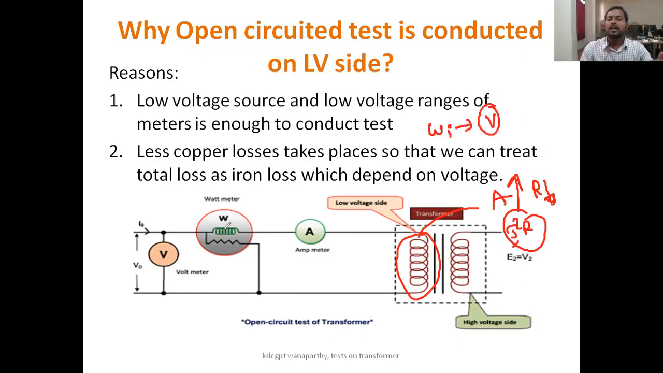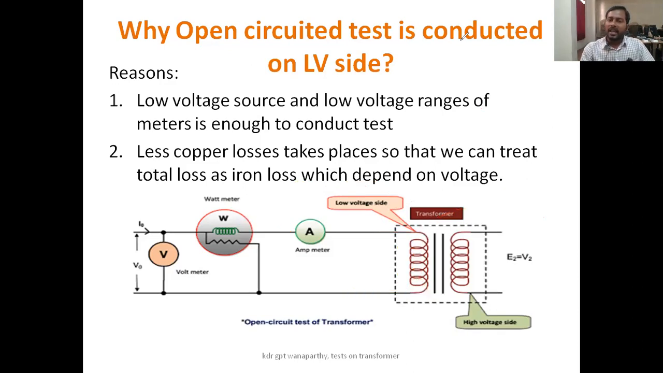But while performing the OC test, some current flows through the primary winding. As the resistance of the primary winding of the transformer is low, it produces less copper losses. So in the total wattmeter reading, the copper losses are very small because the winding resistance of the LV is very low. The total wattmeter reading is approximately equal to the iron losses, which depend only on voltage. That's why we conduct this test on the LV side only. If you conduct it on the HV side, it's very difficult to calculate all these things.